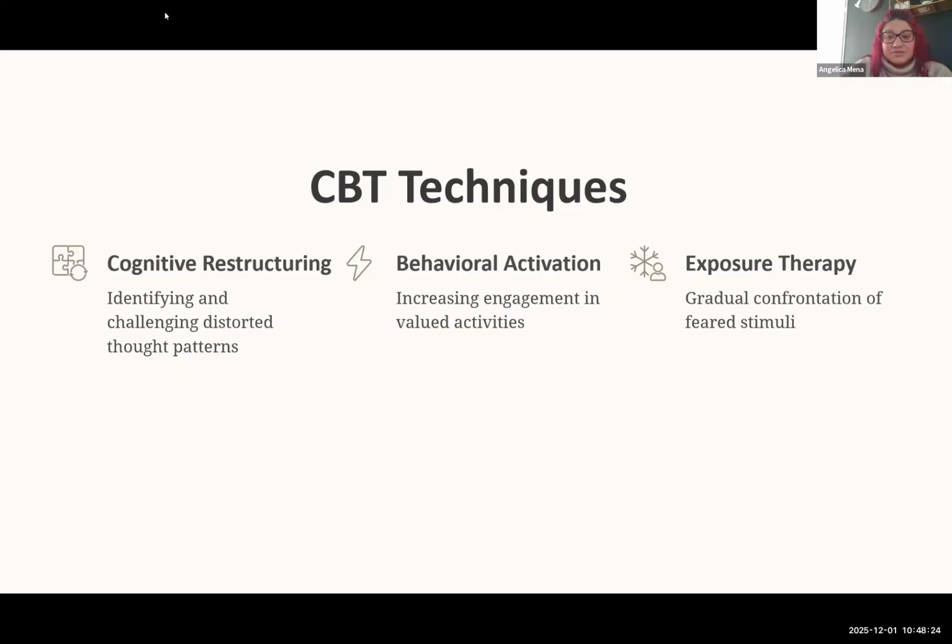And then we have exposure therapy. This is the gradual confrontation of feared stimuli. This is the idea that if we can expose someone to their fears and they realize, hey, this actually isn't dangerous and something I need to be afraid of, and they have a more positive experience, then gradually that anxiety would also decrease.